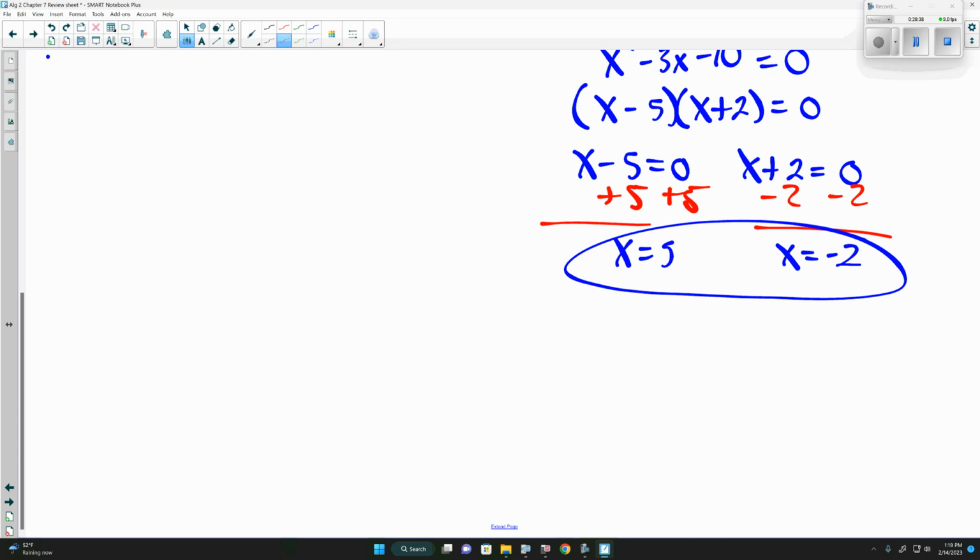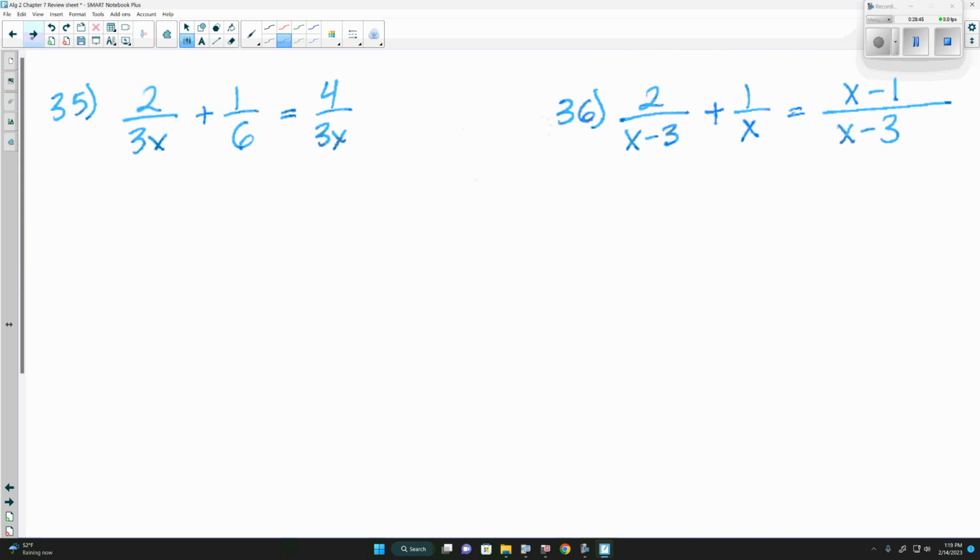Questions on any of this here? Be ready for the last one. We'll look at 36. Now 36 would be one that does have restrictions. It has restrictions, so we're on 36. We all there?